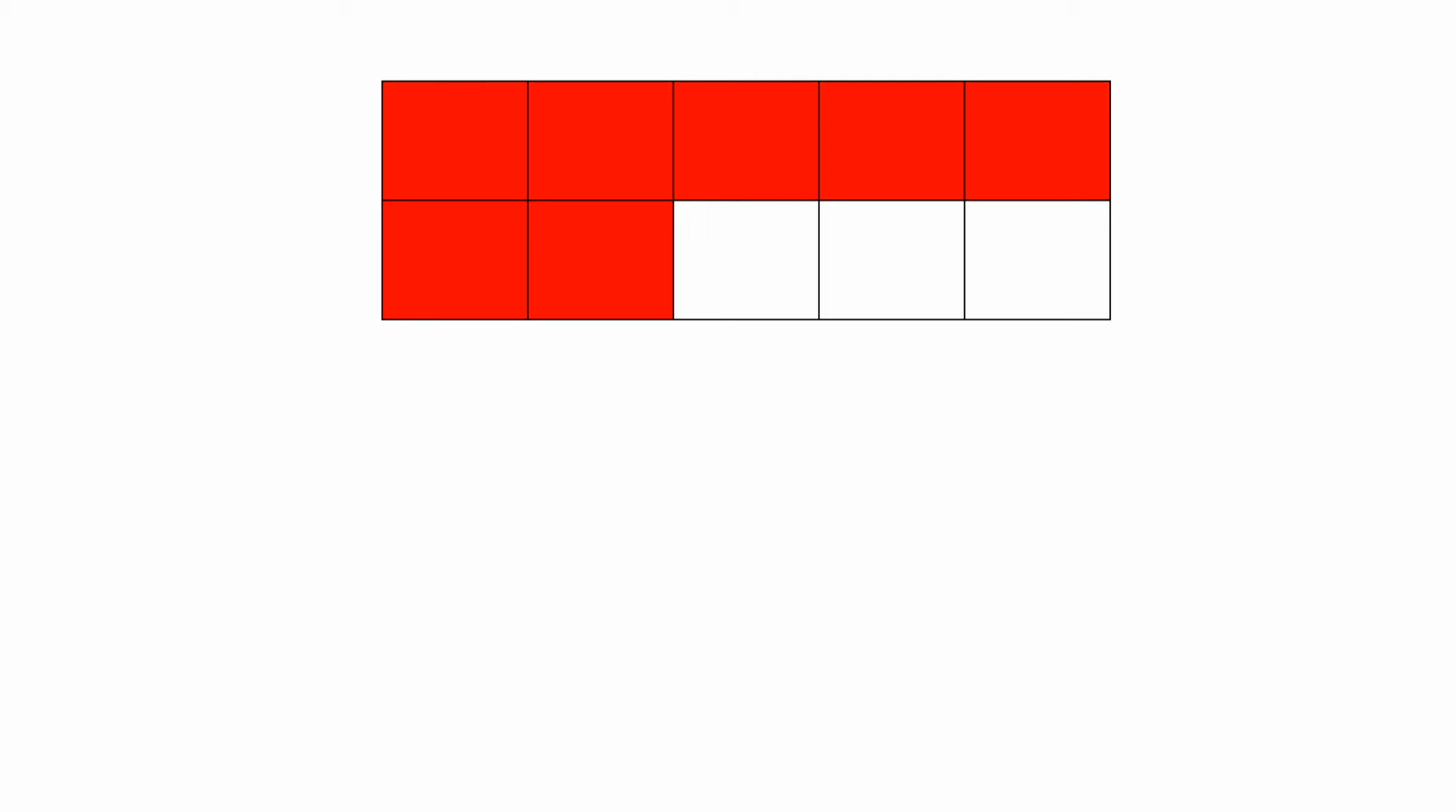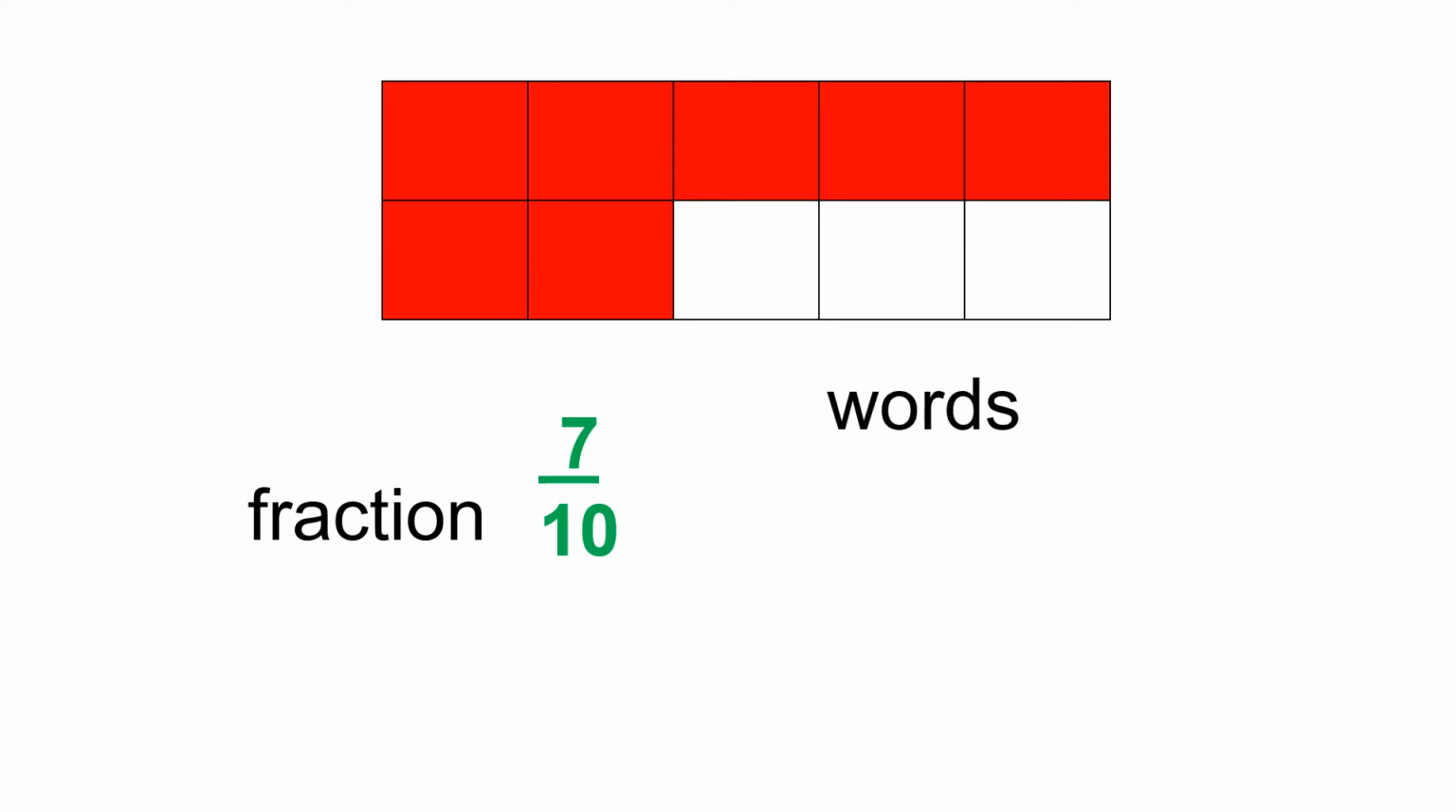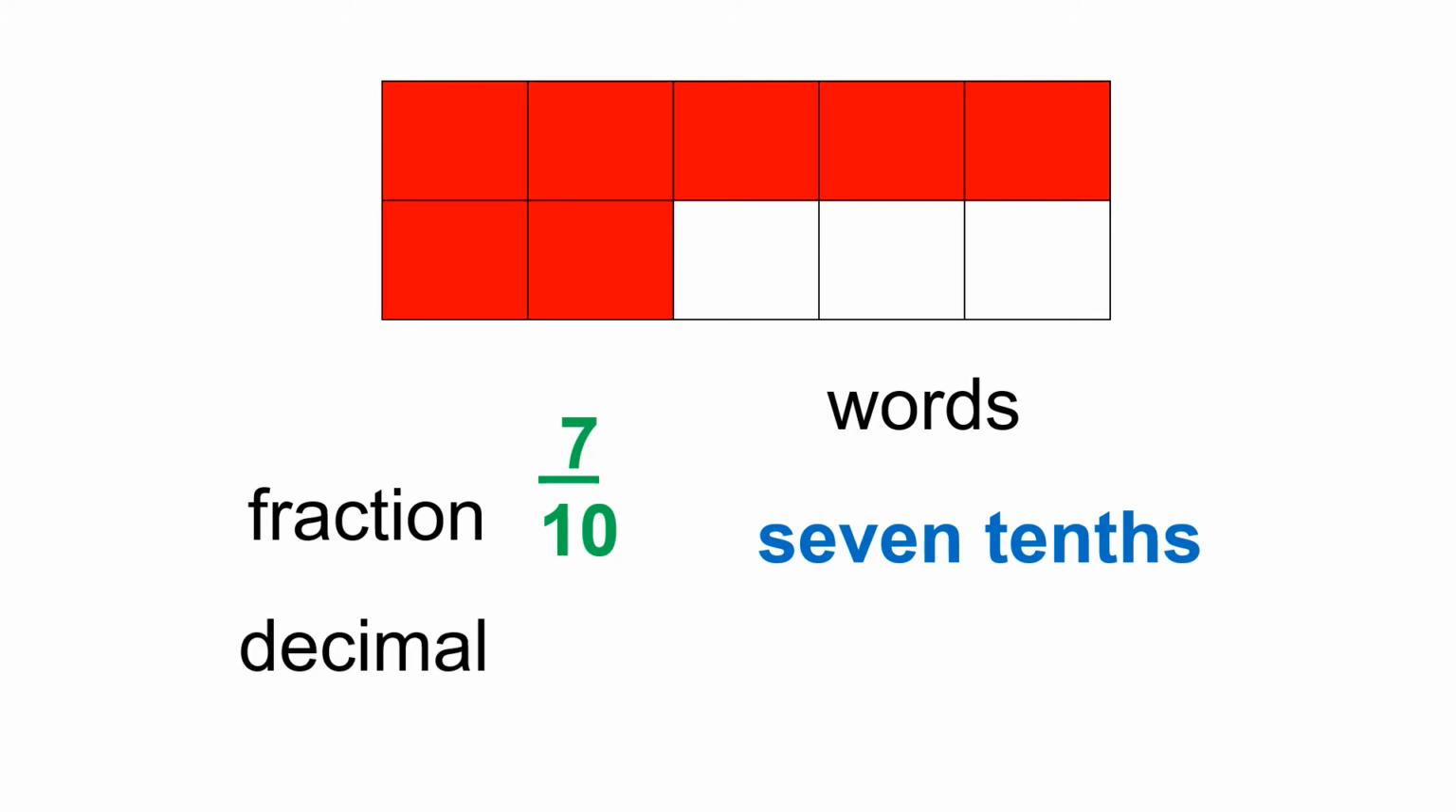I have here this rectangle, and it has been divided into 10 equal parts. Okay, 7 of them are colored, so the fraction which represents this rectangle will be 7 out of 10. And in letters, it will be seven tenths. Okay, if I want to write this shape in a decimal way, how can I write it? I will write it 0.7. Okay, and in letters, it will be seven tenths.